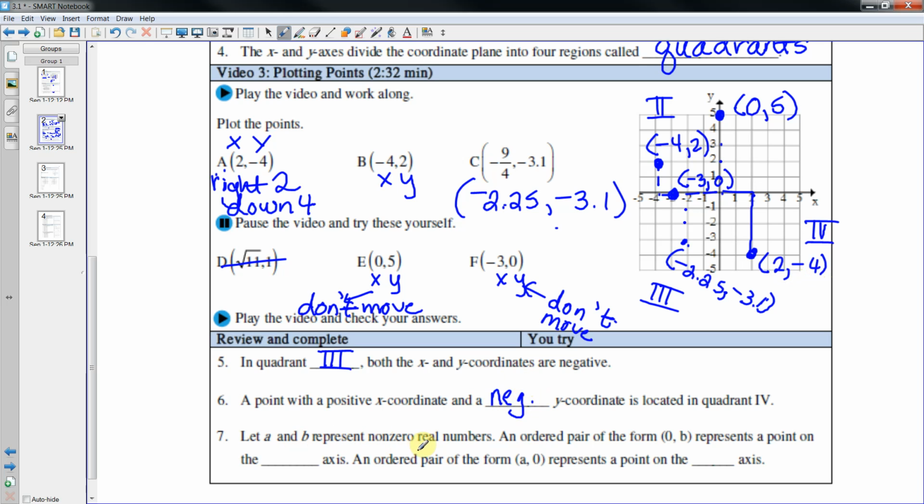A point with a positive x coordinate and a blank y coordinate is located in quadrant 4. Well, here's quadrant 4. I have a positive x coordinate, and then look at the sign on this y coordinate. It is negative. So a negative y coordinate would be in 4. If A and B represent non-zero real numbers, an ordered pair in the form 0, b represents a point on which axis? Look up here, our 0, 5 would be a good example. It sat on the y-axis. An ordered pair a, 0, like my negative 3, 0, sat on the x-axis.